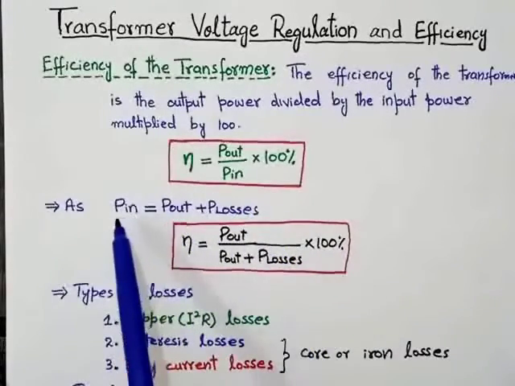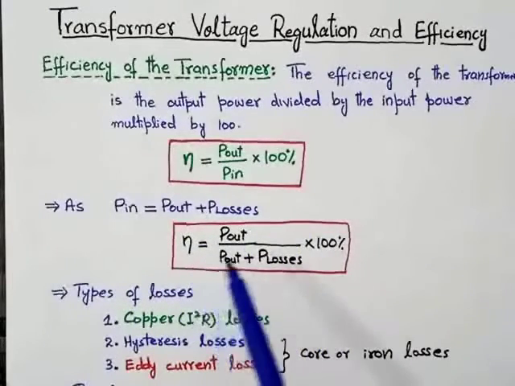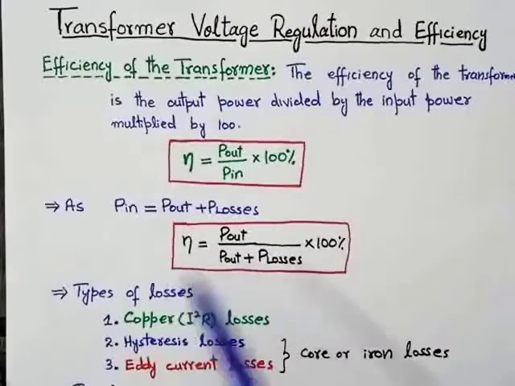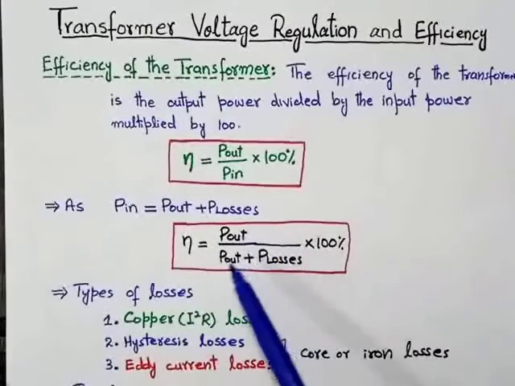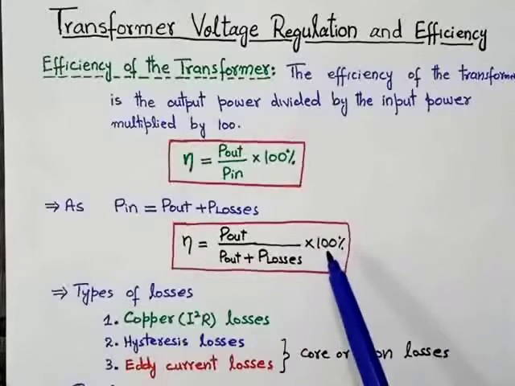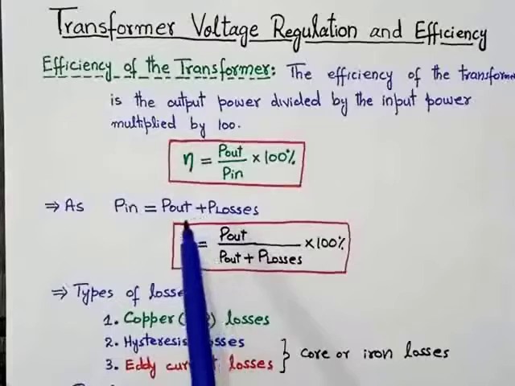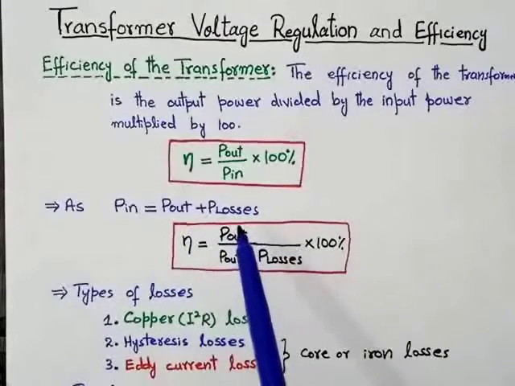So put the value of input power in this equation, we will get eta will be equal to output power over output power plus losses into 100, because as we know, input power is basically equal to output power plus losses.